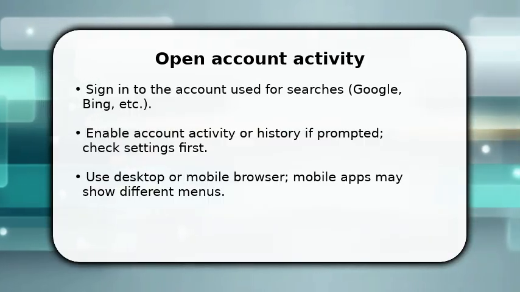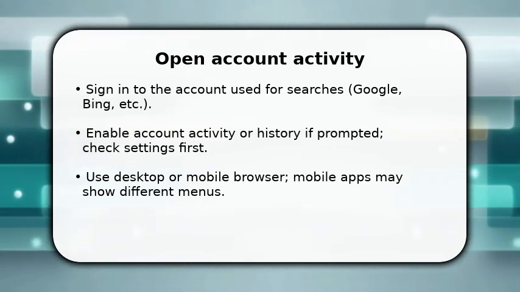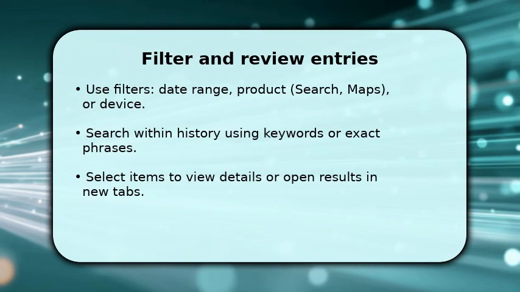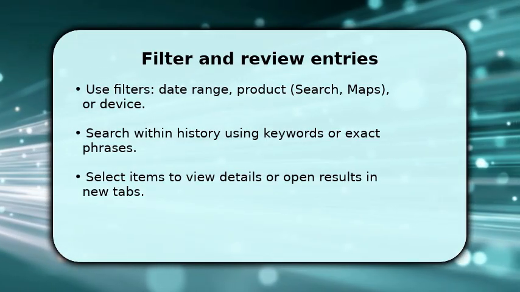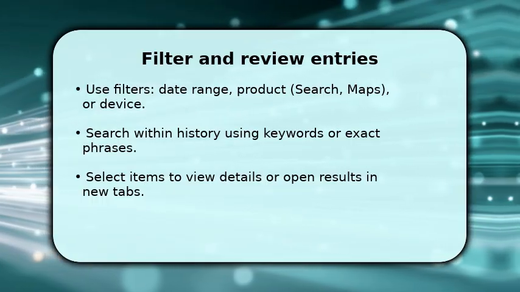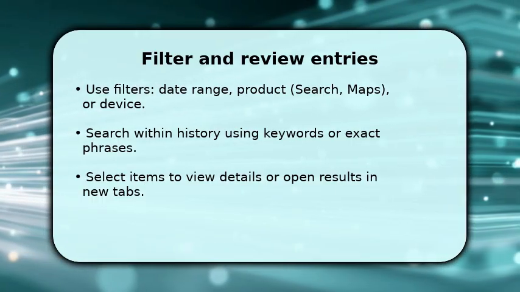Now move to the History Viewer to list past searches. Once in the History view, filter by date, product, or device to narrow results quickly. This saves time when you have years of data. You can also search your history with keywords or exact phrases to jump directly to specific queries.